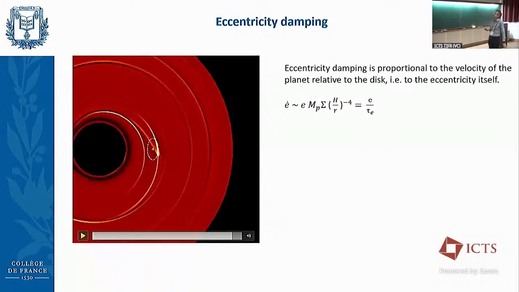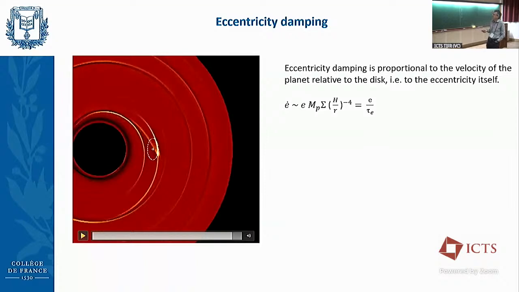The eccentricity damping is proportional to the velocity of the planet relative to the disk, because of the dynamics that I showed. And so it's proportional to the eccentricity itself. So the decay rate of the eccentricity is proportional to the eccentricity. It's still like before, so it's the intensity of the wave, and so the damping rate is proportional to the mass of the planet and the density of the disk. And it has a stronger sensitivity on the scale height of the disk.